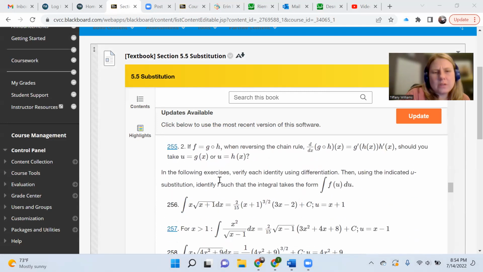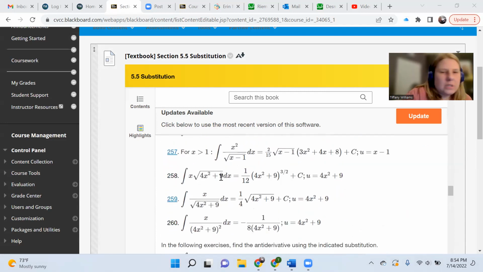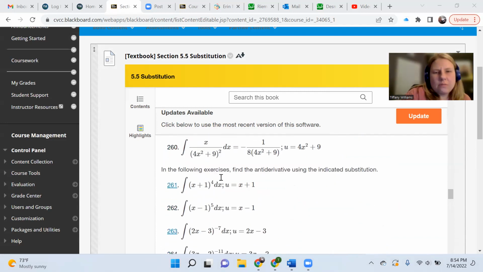So we are going to do number 261. In the following exercises, find the antiderivative using the indicated substitution. These first couple of problems that I'm going to do are really nice because they tell us what u is supposed to be. And then they're going to take this little crutch away from us and say, here, you figure it out.